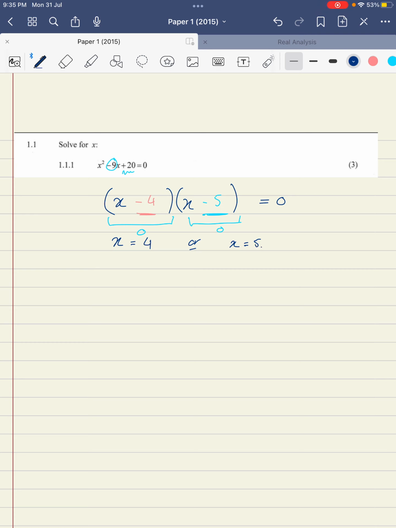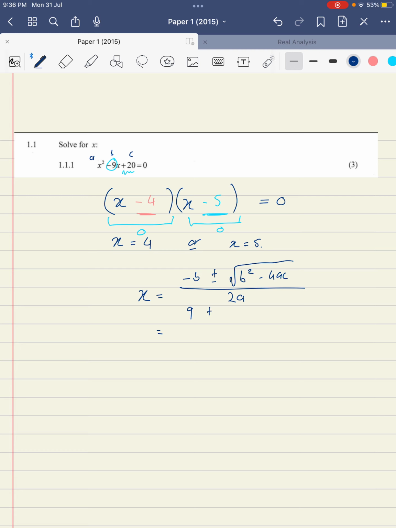Of course, if you struggle with this, I mean, it is worth 3 marks. So if you struggle with it, rather to be safe than sorry, you could use the quadratic formula. And the quadratic formula is x is equal to minus b plus or minus the square root of b squared minus 4ac, over 2a. And then remember that this is your a term, this is your b term, this is your c term. And then you can plug and play.